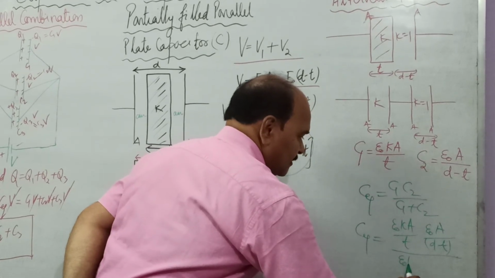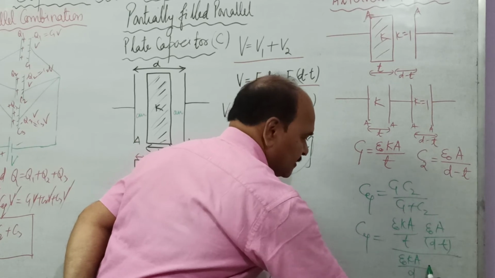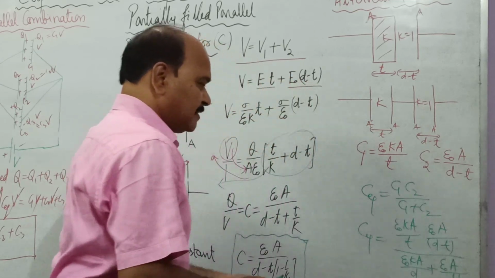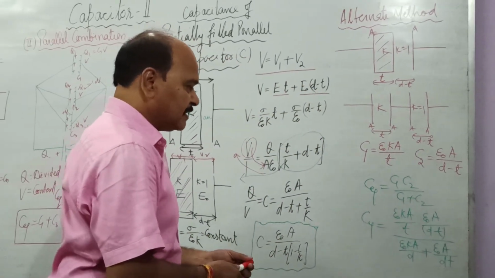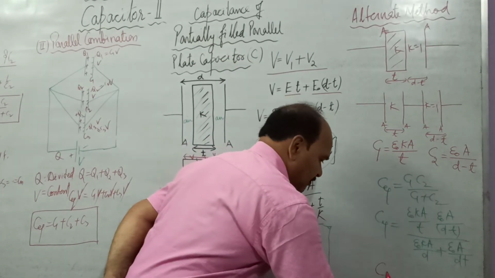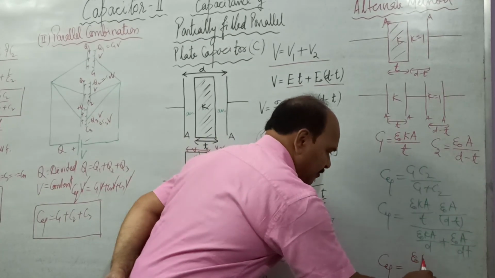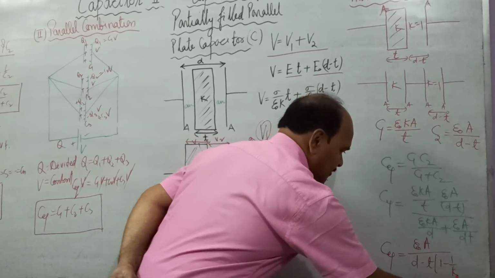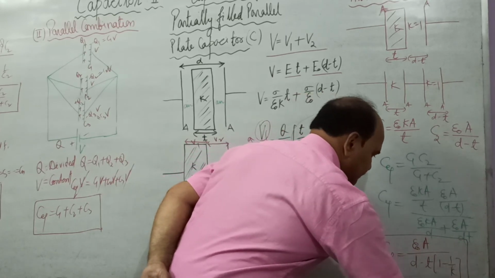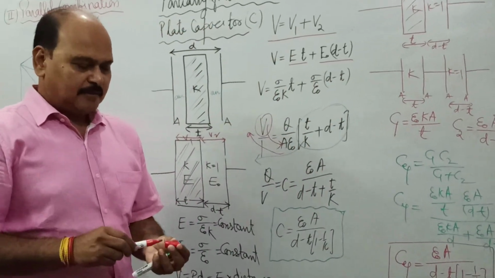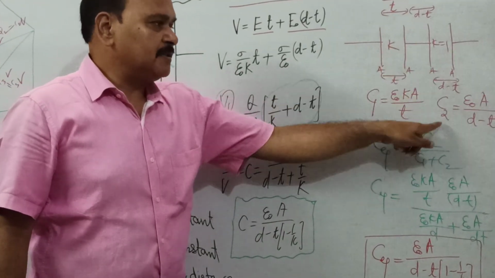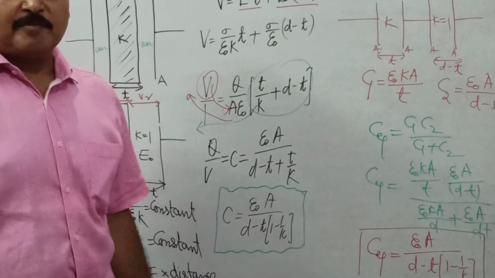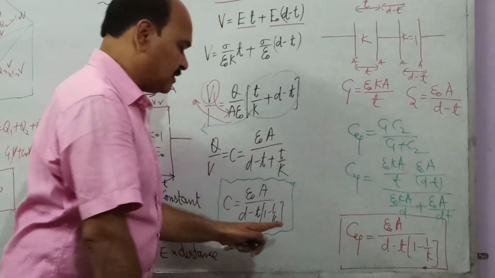That is epsilon naught K A by t plus epsilon naught A by d minus t. You just solve it. The common terms epsilon naught A will cancel out. And once we solve it, we get C equivalent as epsilon naught A upon d minus t, in bracket 1 minus 1 upon K. Just so simple is the derivation. Its capacitance is this, its capacitance is this, they are in series, the equivalent is product upon sum. Or you can use 1 upon C equivalent is 1 upon C1 plus 1 upon C2. Just substitute the values, solve it, and you will get this answer.